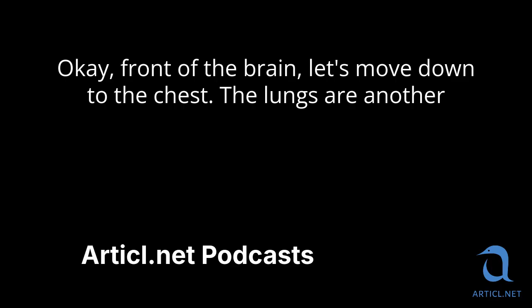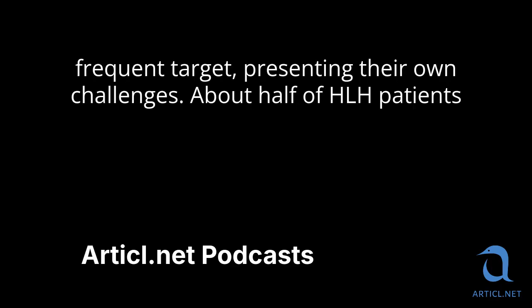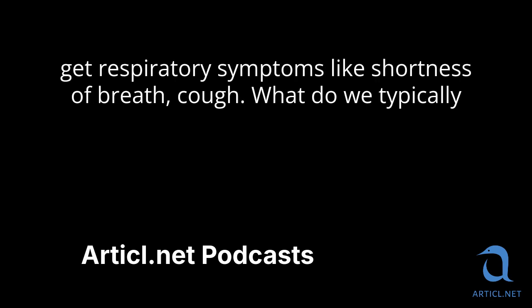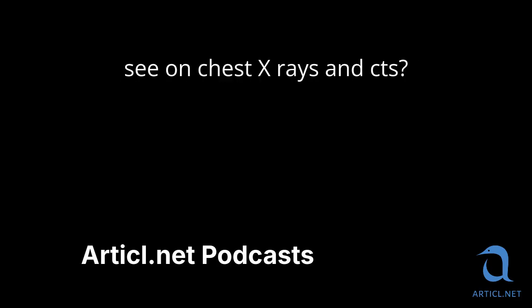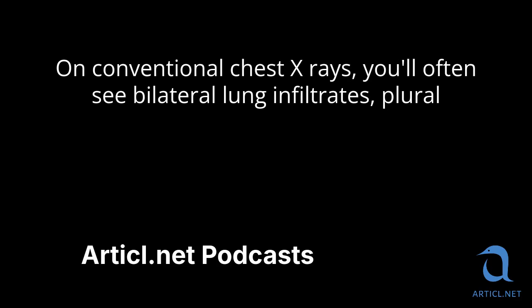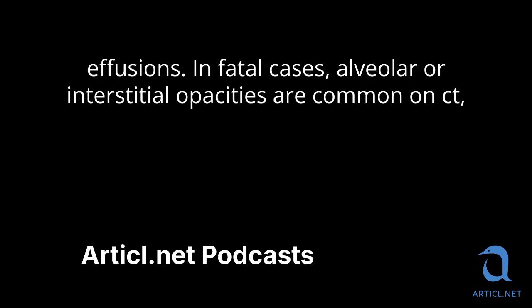Okay. From the brain, let's move down to the chest. The lungs are another frequent target, presenting their own challenges. About half of HLH patients get respiratory symptoms like shortness of breath, cough. What do we typically see on chest x-rays and CTs? On conventional chest x-rays, you'll often see bilateral lung infiltrates, pleural effusions. In fatal cases, alveolar or interstitial opacities are common.